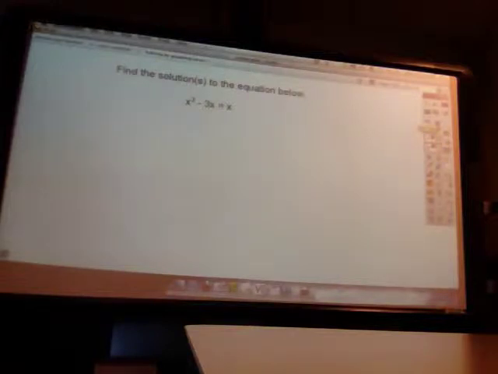And what I'd like you to do is, even though this is not the typical equation that we're used to working with, I'd like you to see if you can solve it. You might not solve it the typical way. You might have to do a little bit of guess and check. But I want you to come up with value or values for x that work for this equation. So x to the third minus 3x equals x.